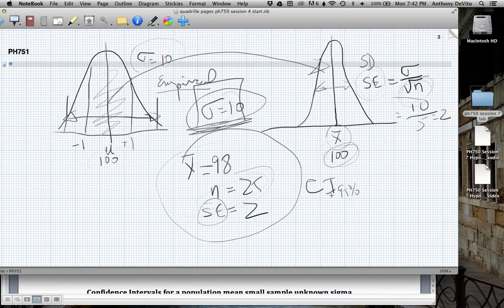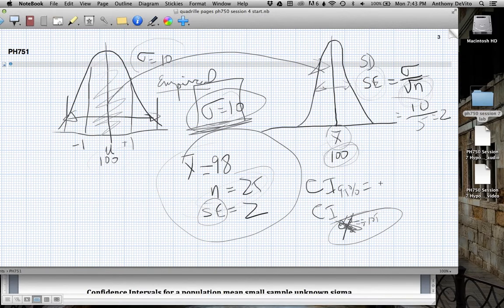Sometimes you'll see it written with alpha over 2, where alpha is equal to 0.05, or alpha over 2 is equal to 0.025, whatever. I will get to alpha in a second. I'm sorry I brought it up now; it's a little premature. Let me forget about that.